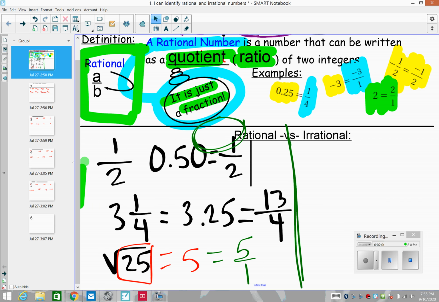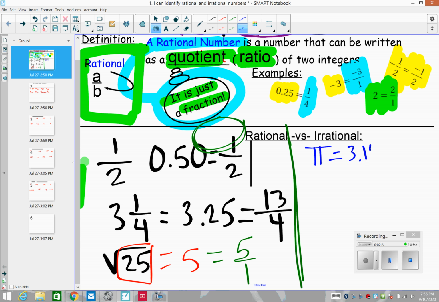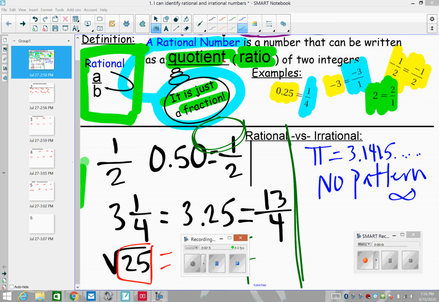So the other thing that we're going to talk about is irrational. Irrational then is by default the things that cannot be written as a fraction. So something like pi, super well known, value 3.1415, and so on. No pattern, and it goes until infinity. Irrational.